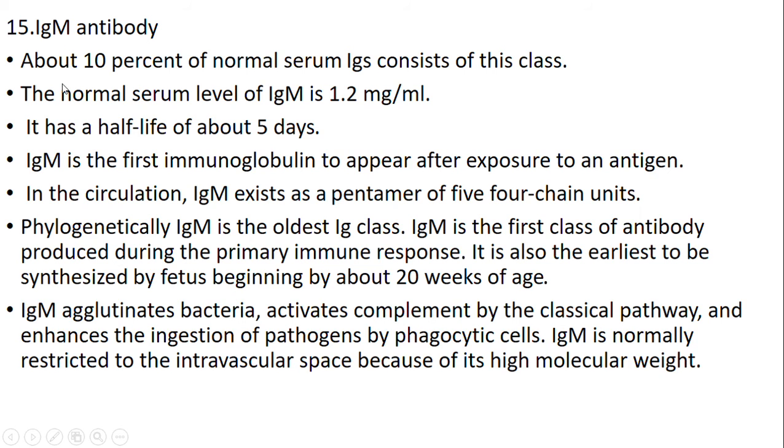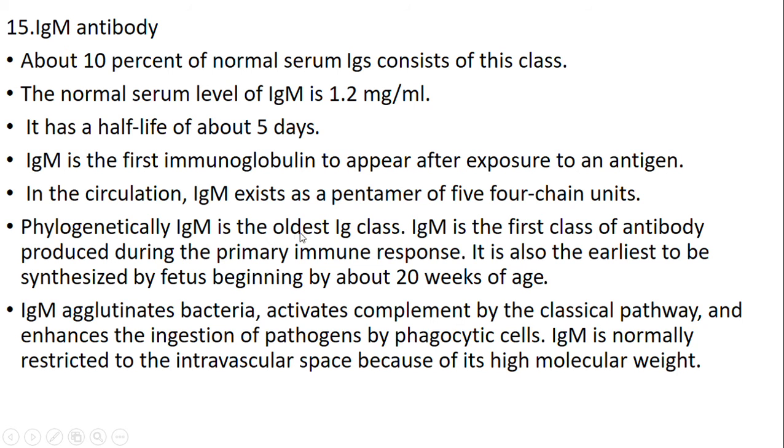IgM antibody. About 10% of normal serum immunoglobulins are of this class. The normal serum level of IgM is 1.2 mg per ml. Half-life is about 5 days. IgM is the first immunoglobulin to appear after exposure to an antigen. In circulation, IgM exists as a pentamer of 5 four-chain units.